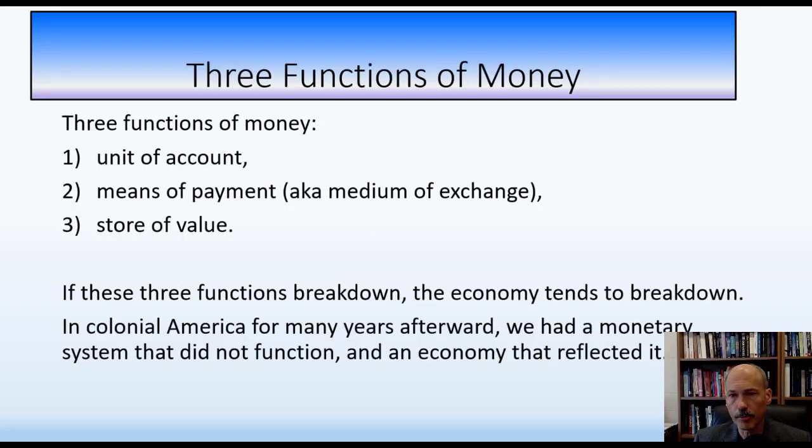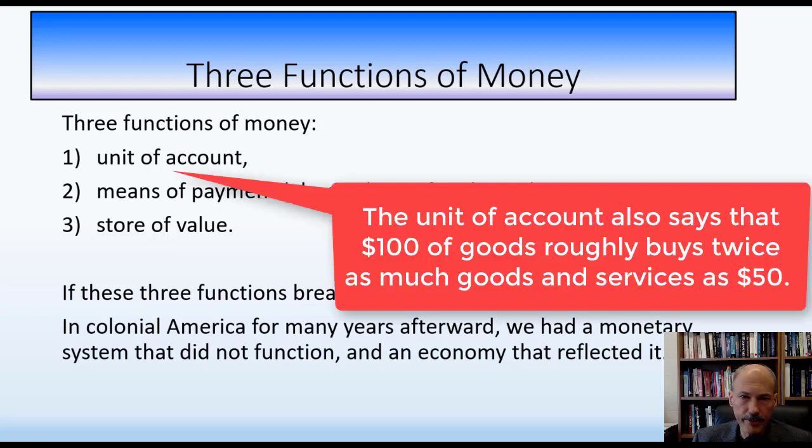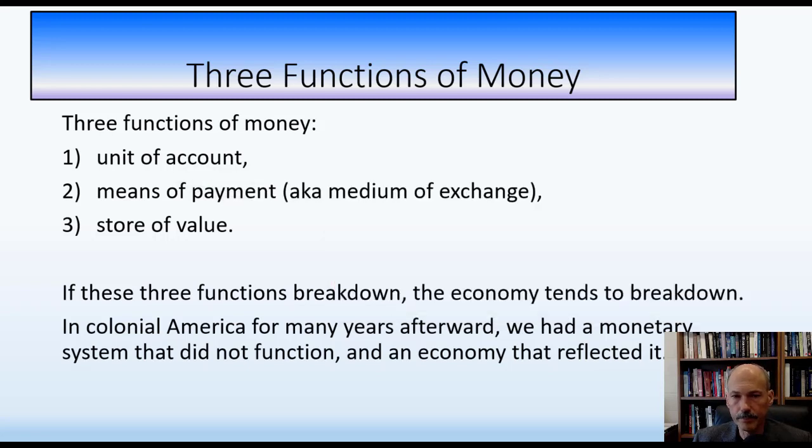So let's talk about the three functions of money. The three functions of money are the unit of account, means of payment, and the store of value. The concept of unit of account works like this. Think about it. When you go to stores, you go walking down the aisle, you see a list of prices, and they're in dollars, right? That's a unit of account. You go to a restaurant, you look at the menu, and the prices are listed there. They're listing everything in a unit of account. Everything's measured in dollars. That's what we mean by unit of account.